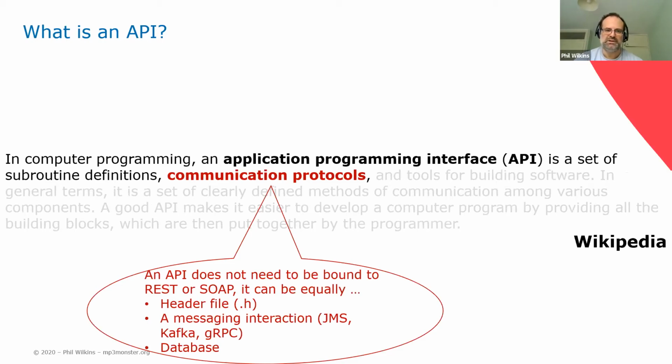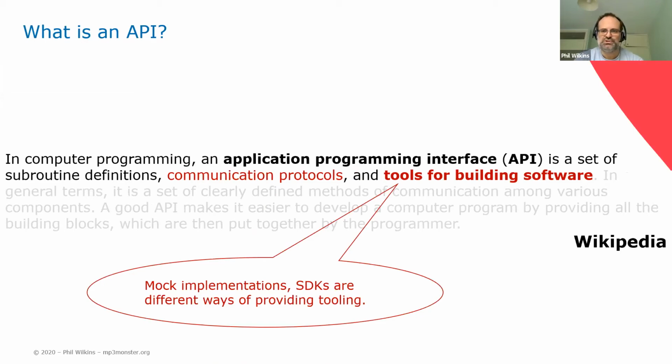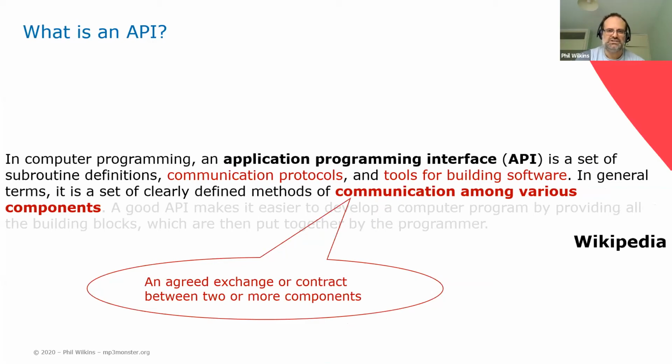communication can be in many, many different ways. We tend to think about SOAP and RESTful these days, but you can be defining communication protocols using JMS, using Kafka, gRPC, even header files from C libraries is a form of communication. It's a tool to building software. So we should be thinking about things like mocking and SDKs to support our API. It's a means to communicate amongst components. Yes, it's a contract that should occur between two or more components.